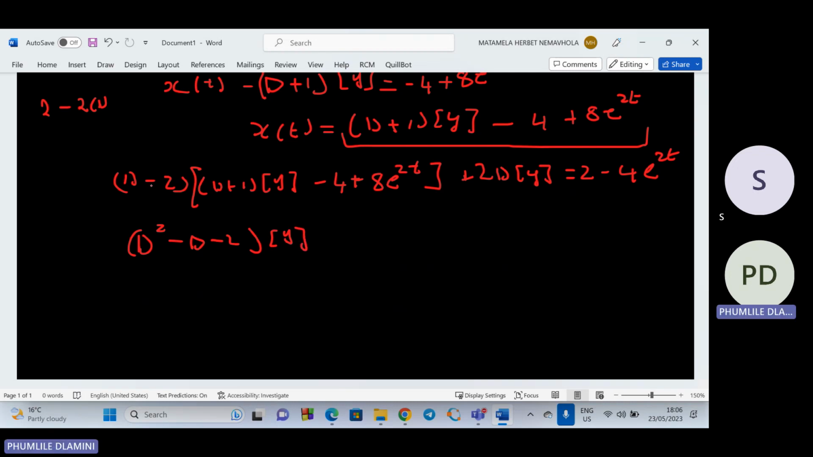Then we differentiate this. If you differentiate it, 0. And then this one, if you differentiate it, is going to be plus 16e to the power 2t. And then minus this one times this one is going to be plus 8, minus 8e to the power 2t, plus 2d of y, which equals 2 minus 4e to the power 2t.